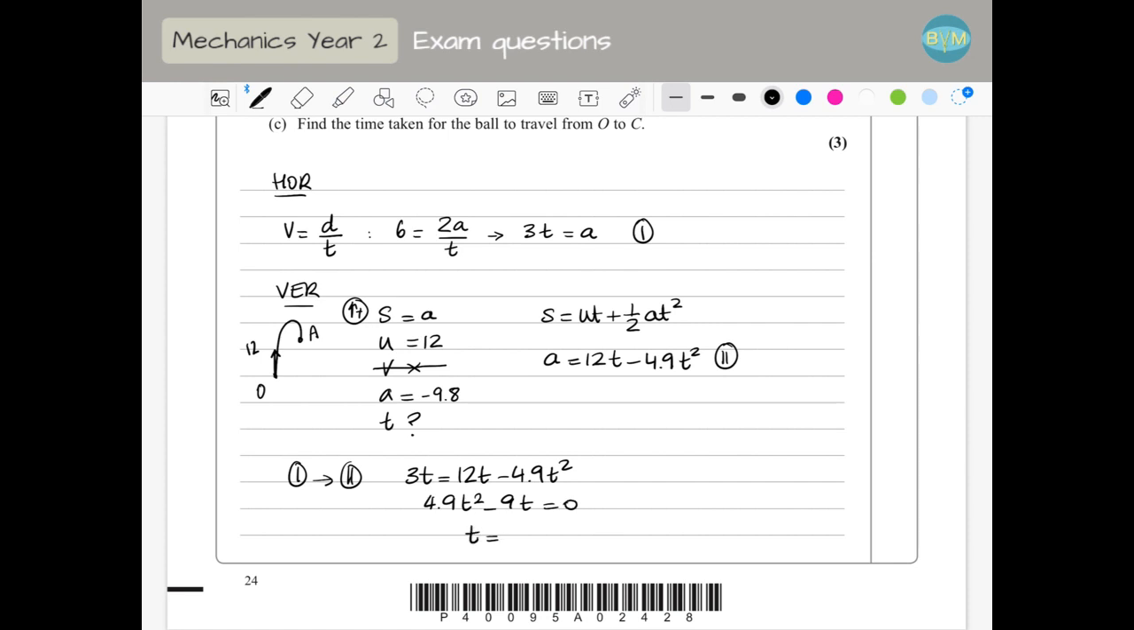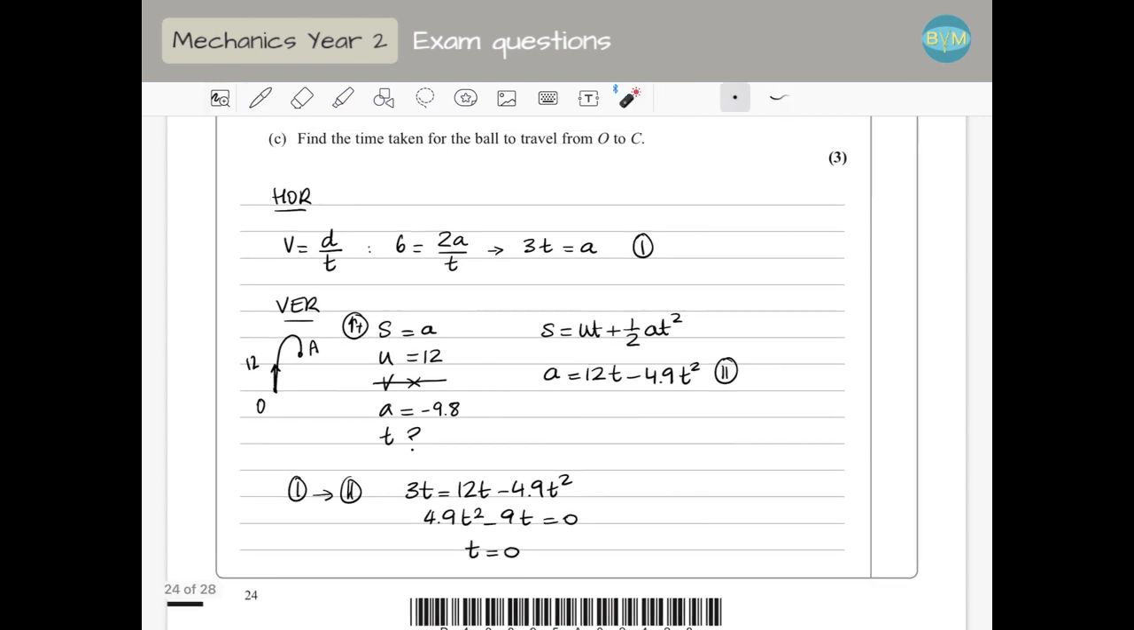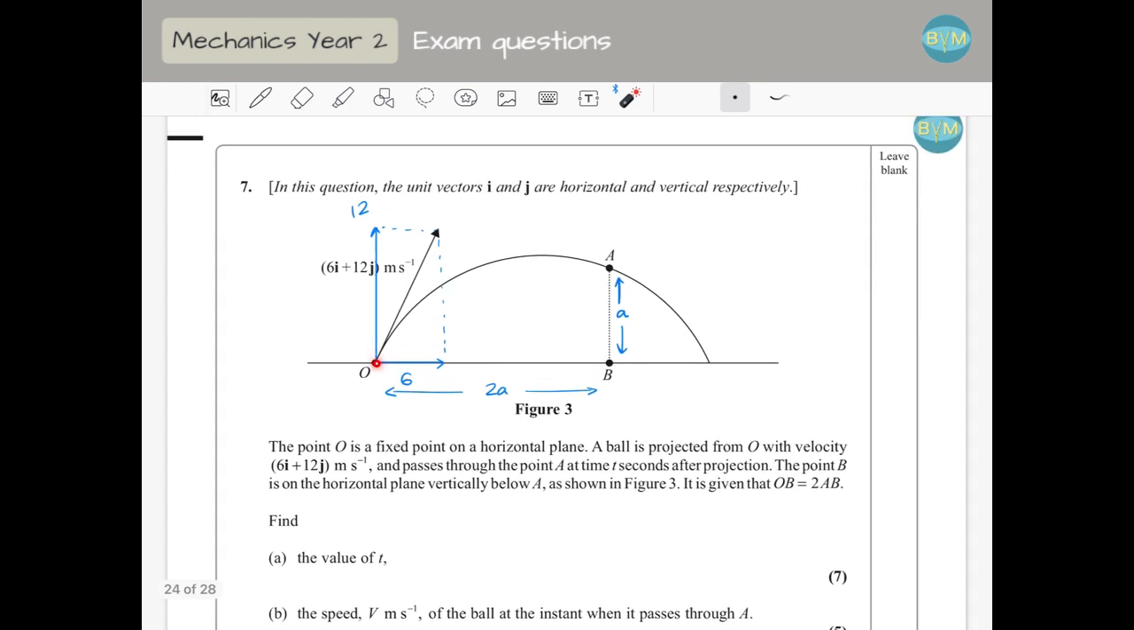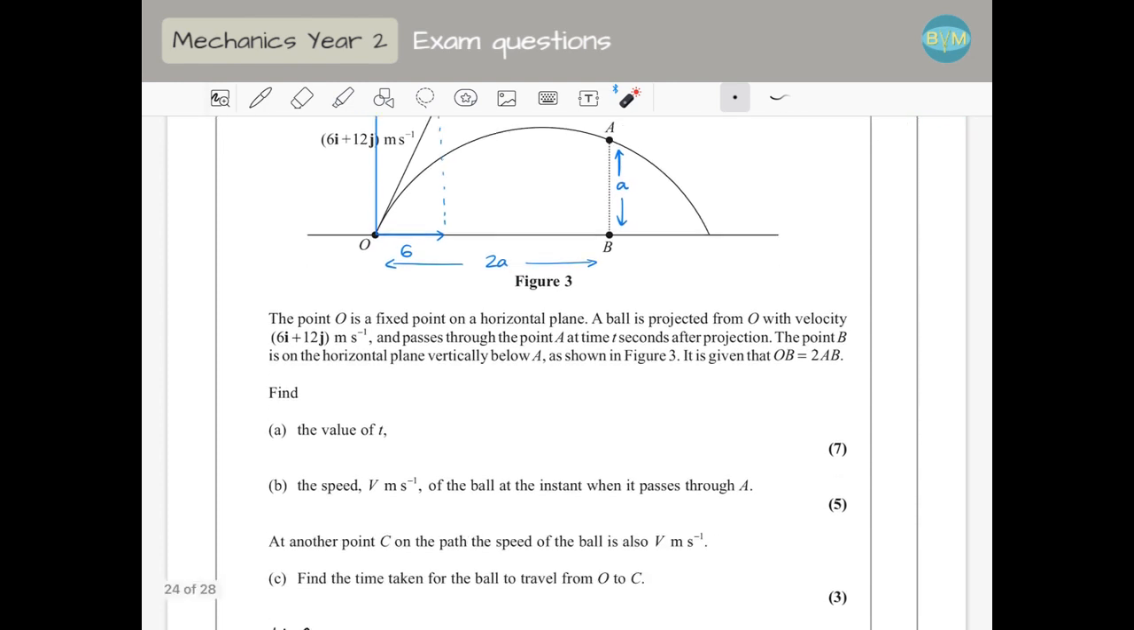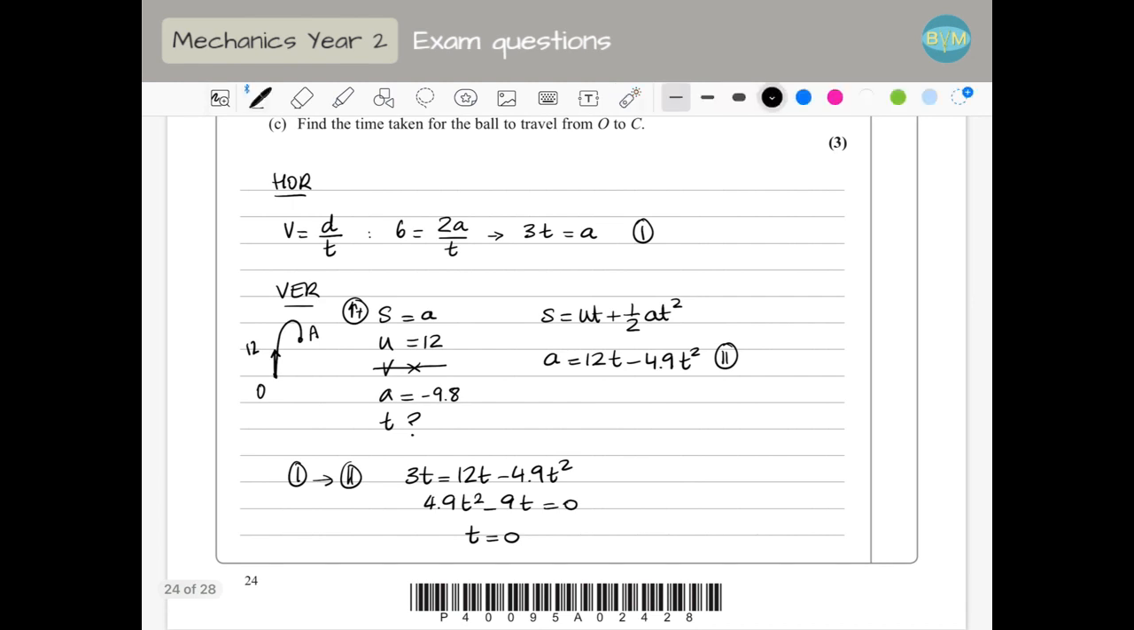So one possibility is t is 0, because when t is 0, if L is 0, this one is going to be 0 as well. But that's not the solution that we are looking for. We are looking for the other solution, which is t equal to 1.84 if we round to 2 decimal places.